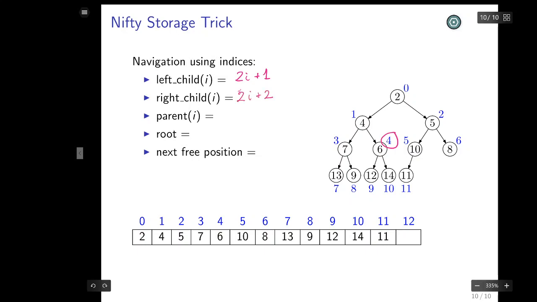You can now navigate this tree by just doing arithmetic. You don't have any pointers, you're just doing arithmetic. Totally cool. Okay, we have to go. But this is the best thing. This is fantastic. Very succinct data structure.